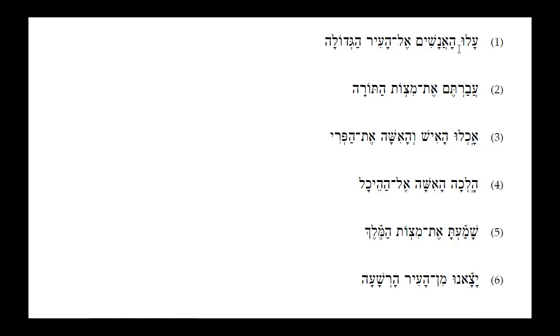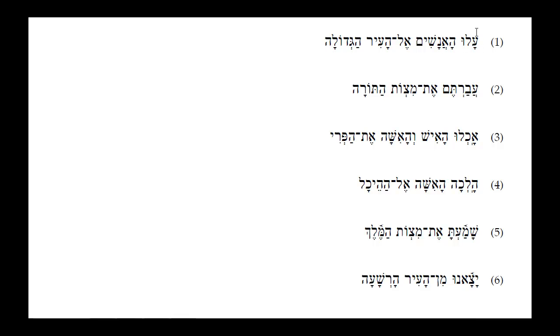All right, we have Alu ha'anashim el ha'ir hagedolah. The men went up to the great city. Men is the subject here. Remember the Hebrew word order: you've got verb first, and then the subject if there's an express subject, and then you have the direct object of the verb. So the men, ha'anashim, alu.